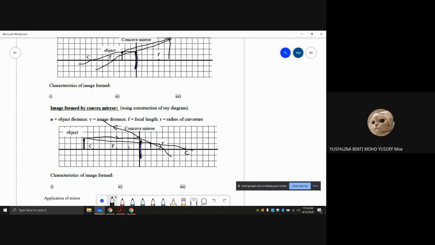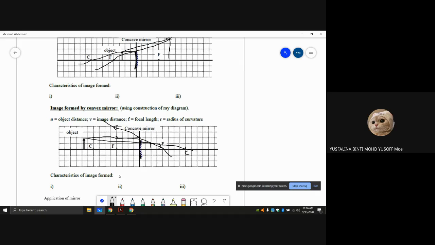Even if the object is here, let's say before F, the way to draw is the same, because there is only one way to draw the ray diagram for a convex mirror. Only for the concave mirror are there many cases, so it depends on where the object is.